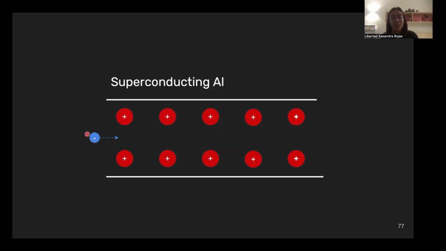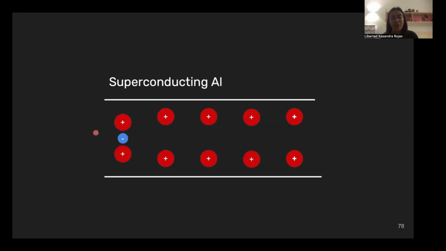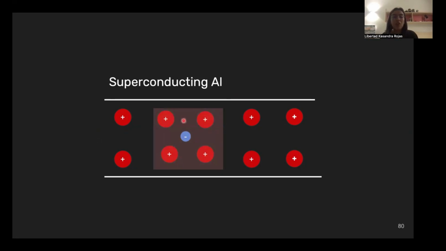But because electrons have a negative charge, as they pass by, they're going to slightly attract the positively charged aluminum atoms. What this is going to do is generate an area where there's a slight positive charge, just because of this electron attracting all of those positively charged aluminum atoms together. They're going to clump and create an area with a slightly positive charge.